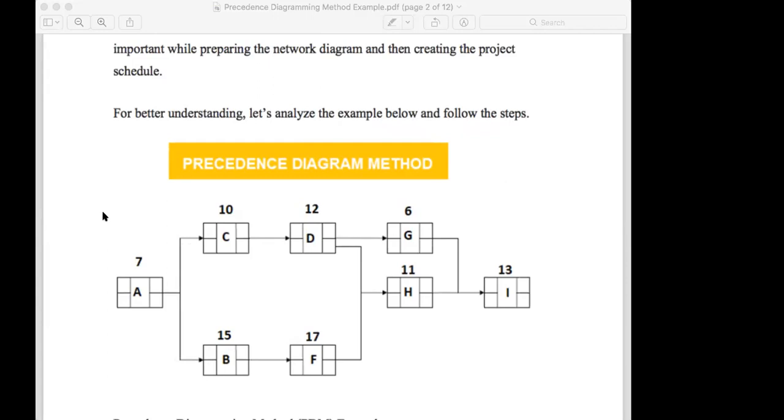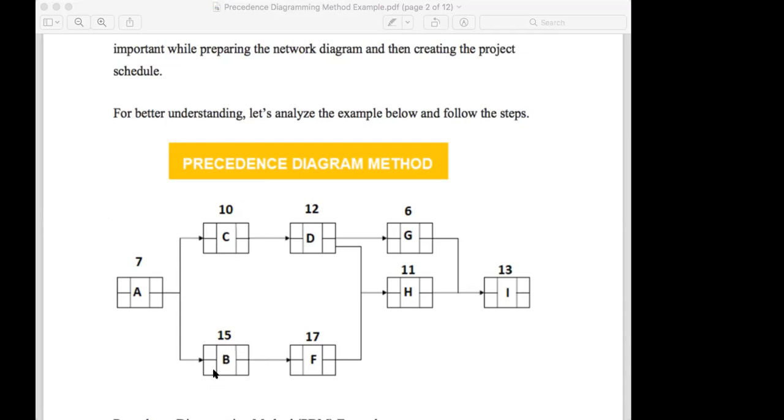Can you remember finish to start, start to start, all these things? So after finishing A, you are doing C and B. You start the C activity, and parallelly you are doing C and B work. So C activity takes 10 days. After 10 days you start D.